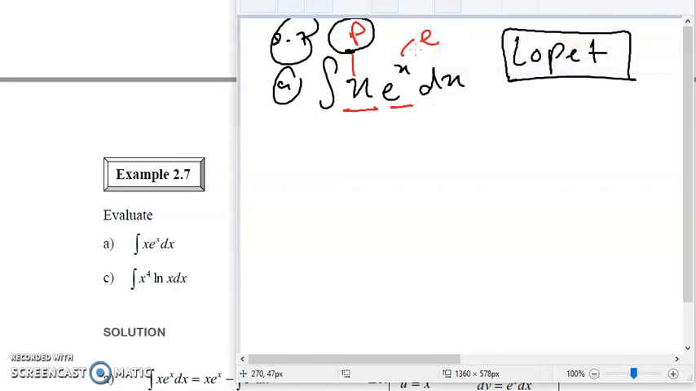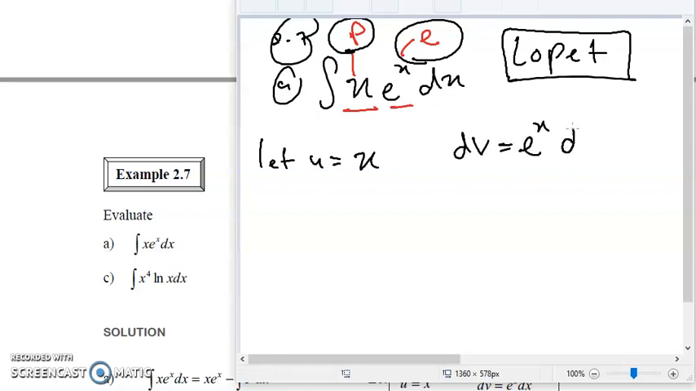Next, after you know this is a polynomial, this is exponential, look at our LOGPAD. So it is in a sequence. We are having polynomial and we are having exponential. Which one comes first? The first one that comes is the polynomial, right? So we are going to let u is equal to, in this case, the polynomial that comes first, which is x. u is equal to x, and your dv is equal to e power of x with respect to x.